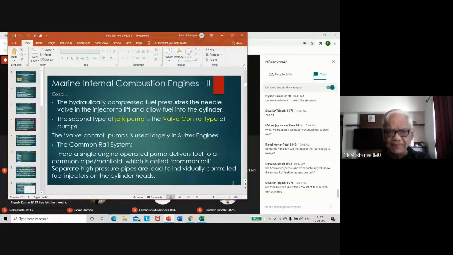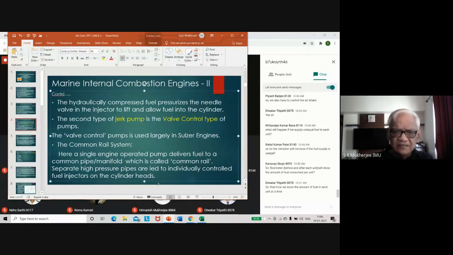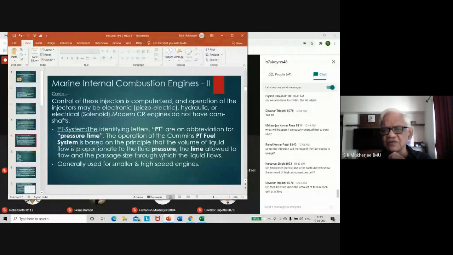Separate high pressure pipes are led to individually controlled fuel injectors on the cylinder heads. That I told you just now. Okay. Next is the last because it's already 11:06. Control of these injectors is computerized, and operation of the injectors may be electronic, meaning piezoelectric, hydraulic, or electrical by itself. That is solenoid. The solenoid will operate the fuel injector.